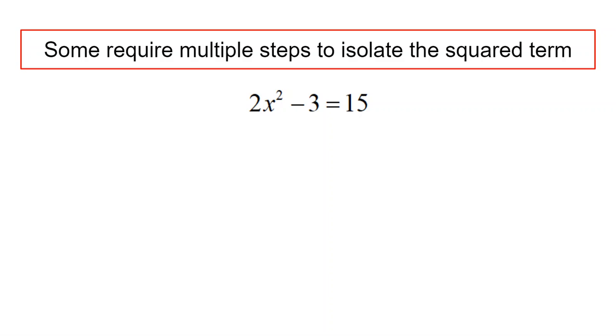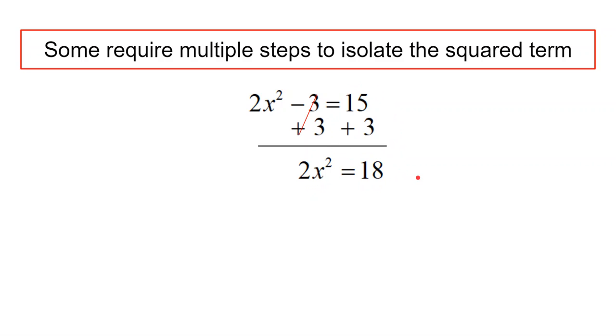Some problems, and most of the problems you're going to see in your math career going forward, will have multiple steps to get that x squared isolated. So to get x squared all by itself, first thing we want to do here is we're going to add 3 to each side. When we do that, cancels out that 3, so it leaves us with the 2x squared, and then 15 plus 3 gives us 18.